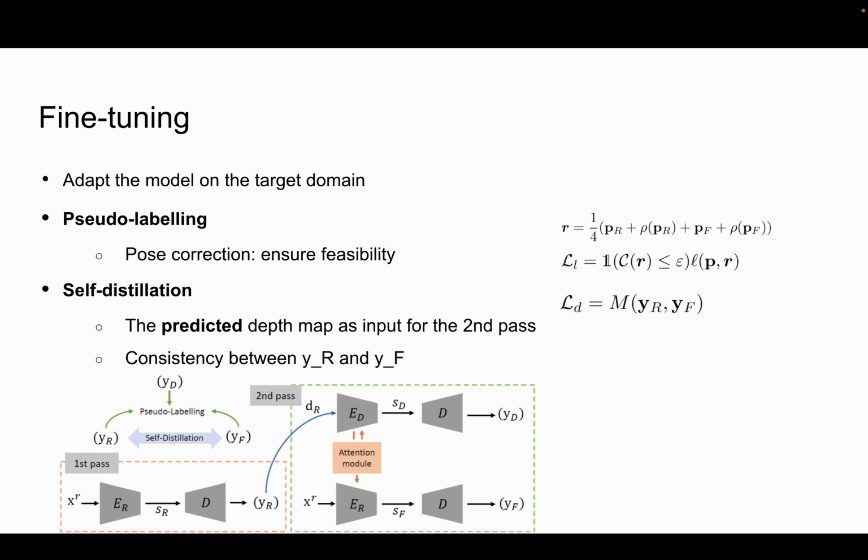Specifically, for real-world data, we only have RGB, so we forward it into the network to get a depth map prediction. Then we use the depth map together with RGB as the input for the second pass. In this pass, we will have Y_F output, and we apply consistency between Y_R and Y_F. In this way, the network is forced to be confident across multimodal predictions, and this process can help the model distill knowledge from itself.